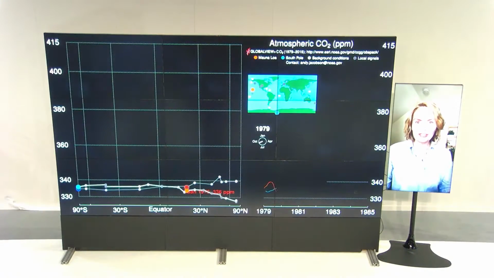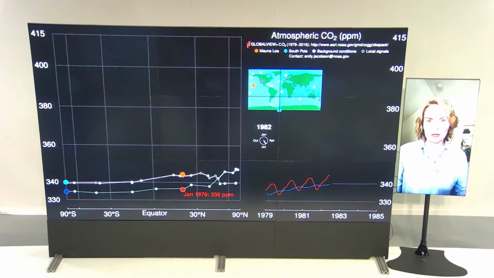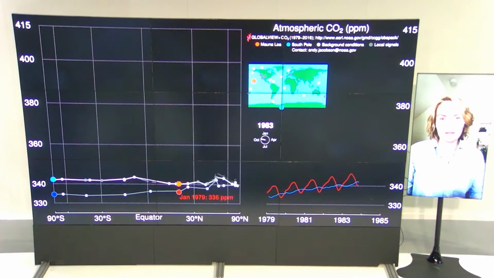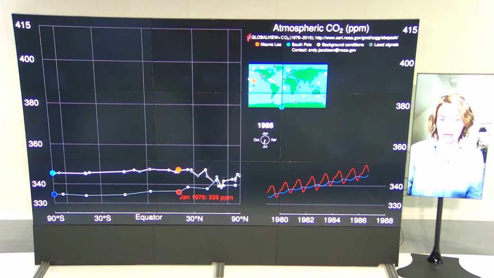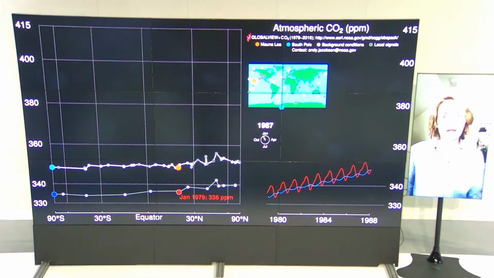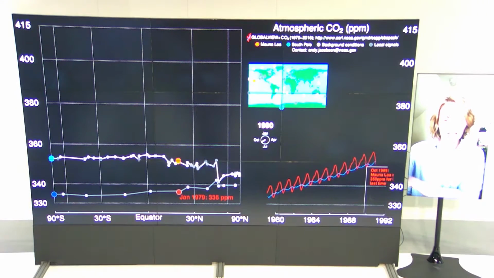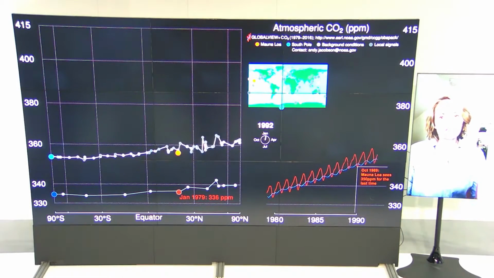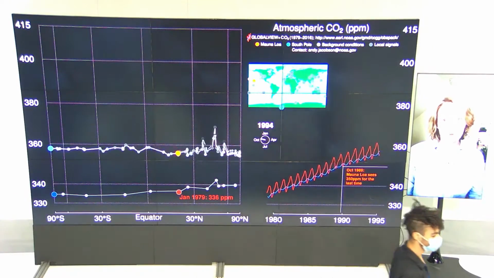So let's start by looking at a movie that shows you the view that scientists have had for a number of years of carbon dioxide. This is made by stitching together a number of air samples that are made at remote stations around the world. On the left, you're going to see the north to south gradient of carbon dioxide, and on the right, you're seeing the time record of how global concentrations have changed over the past 40 years.